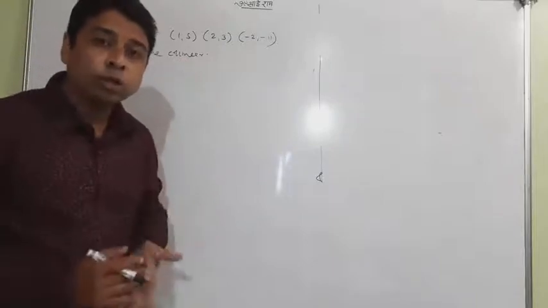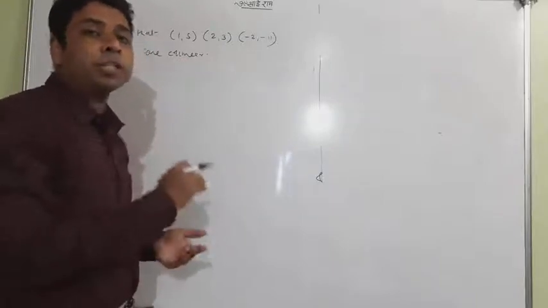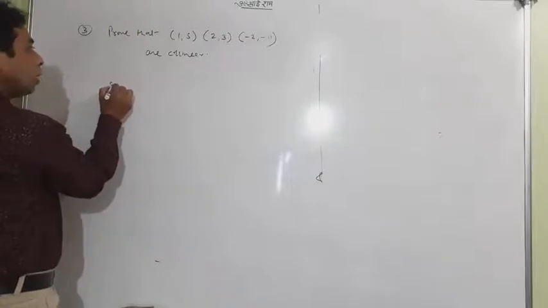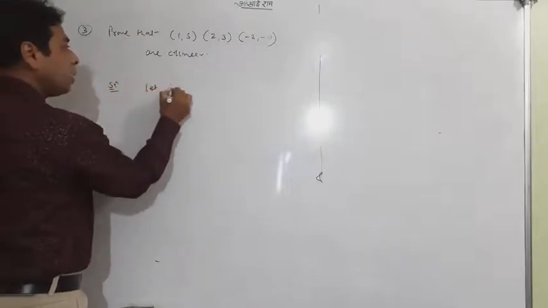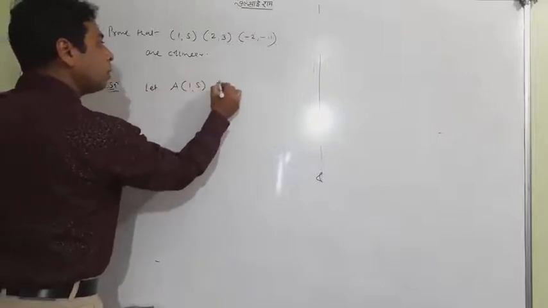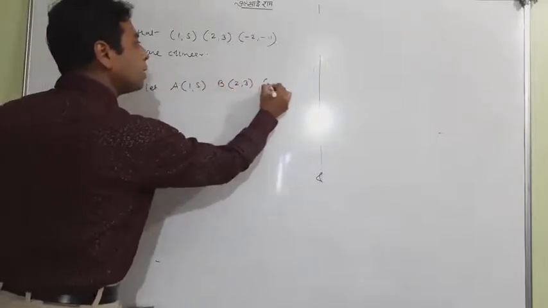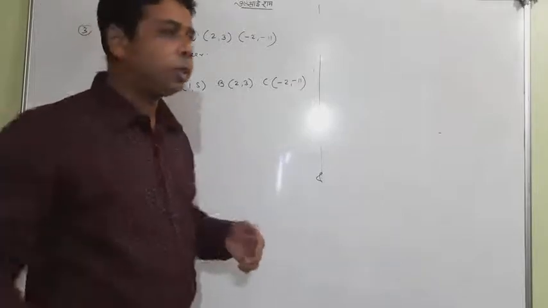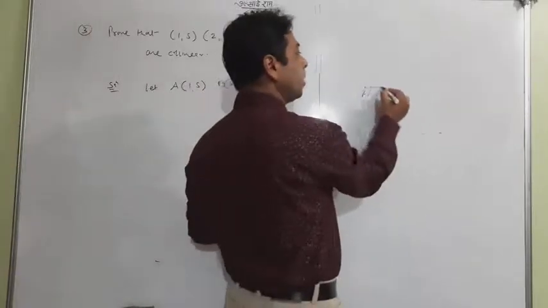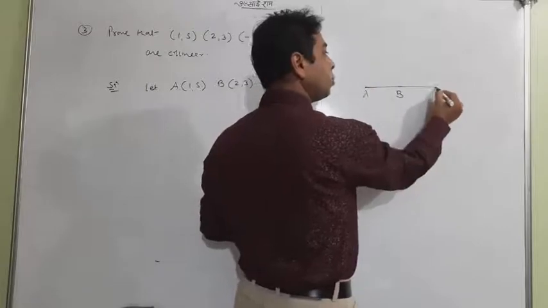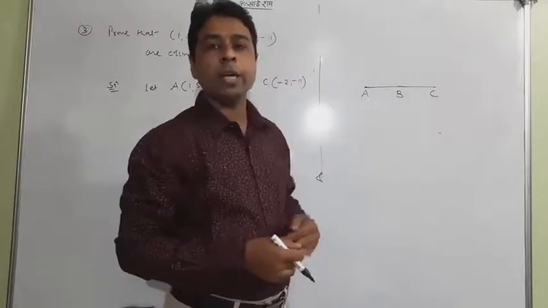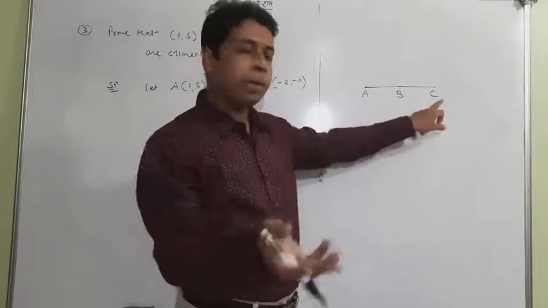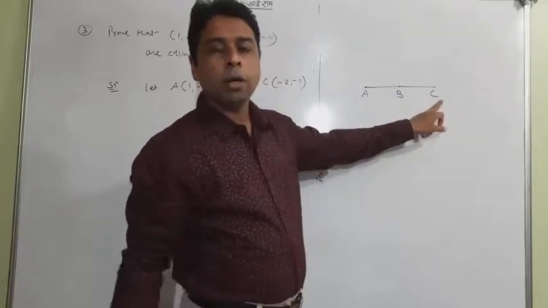So how can we show the points are collinear? By the distance formula. Look, I'll tell you. First, student, let A be the first point, B is 2, 3, and C is minus 2, minus 11. How can you show that the points are collinear? Suppose it is A, suppose it is B, and suppose it is C. I do not know where A is, where B is, where C is. B may be here, A may be in the middle, C may be on the right or left or anywhere.